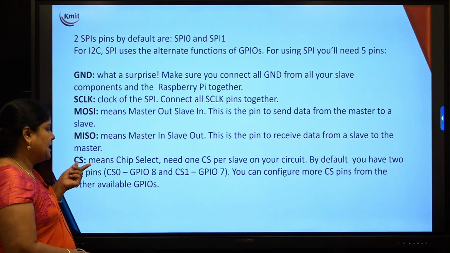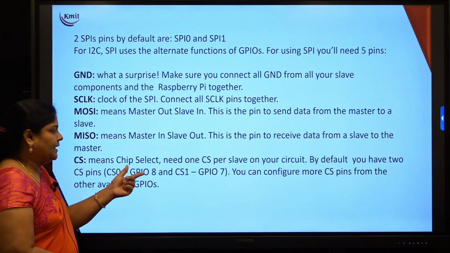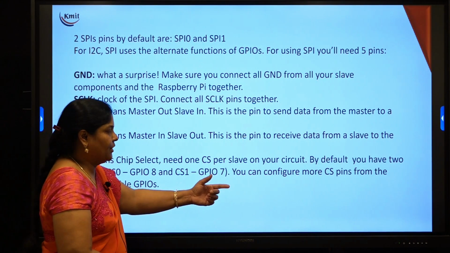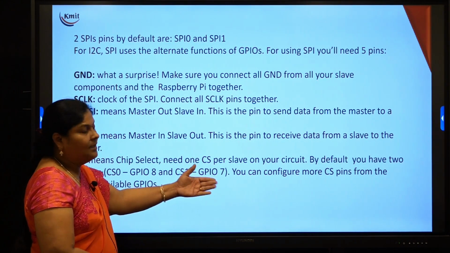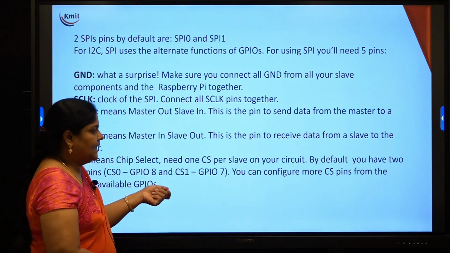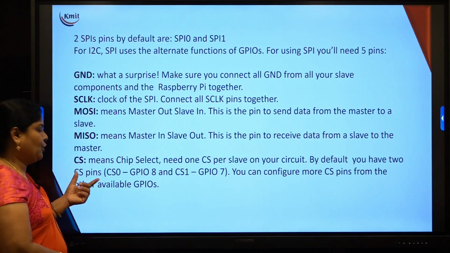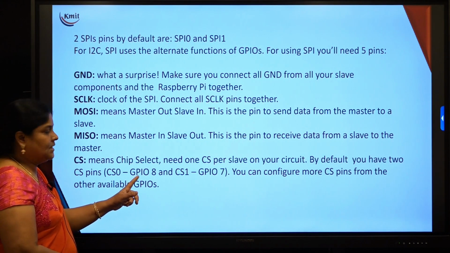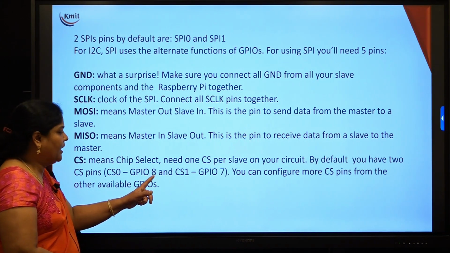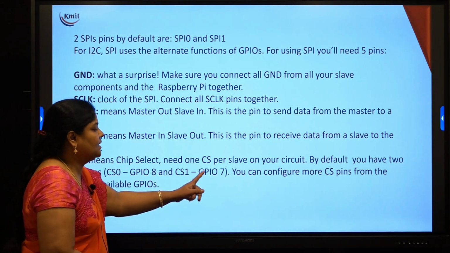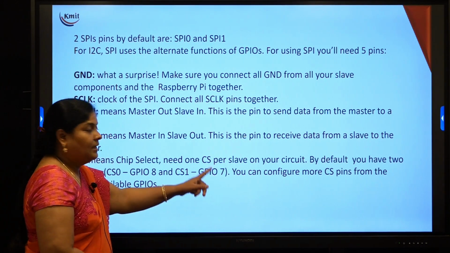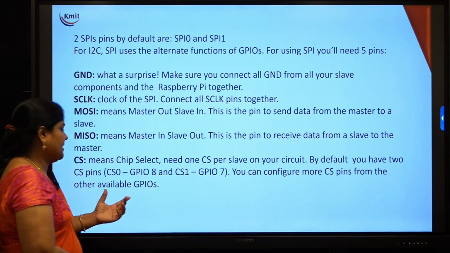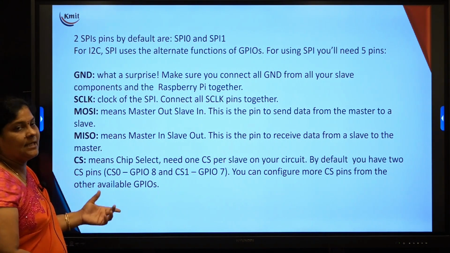Next, CS, which means chip select. You need a CS per slave on your circuit. For each slave you are connecting, you require a CS. By default, you have two CS pins: CS0, which is GPIO pin 8 on the board, and CS1, which is GPIO number 7 on the Raspberry Pi board. So you can configure these two pins and use the serial communication.